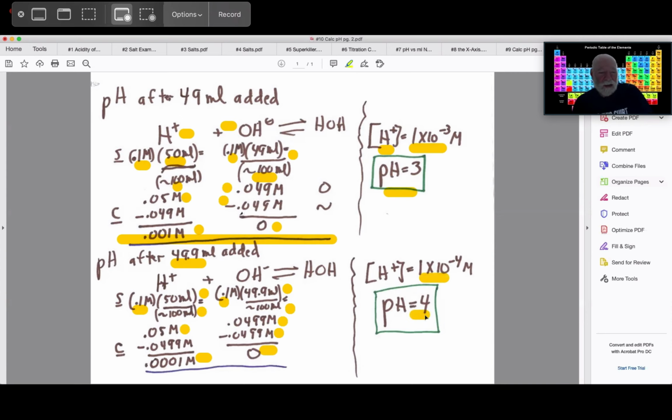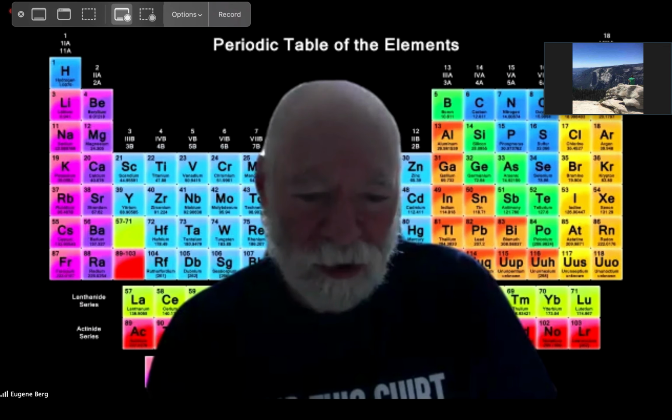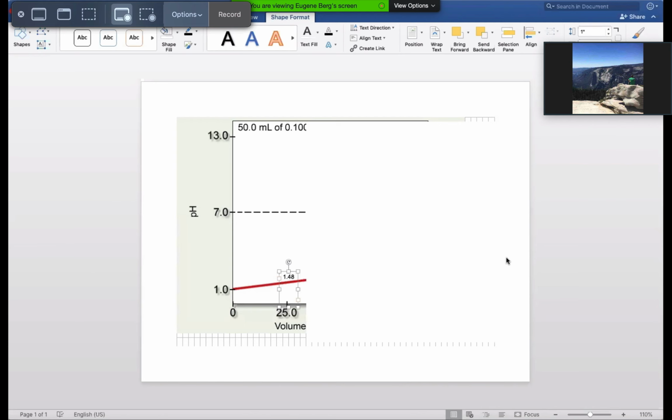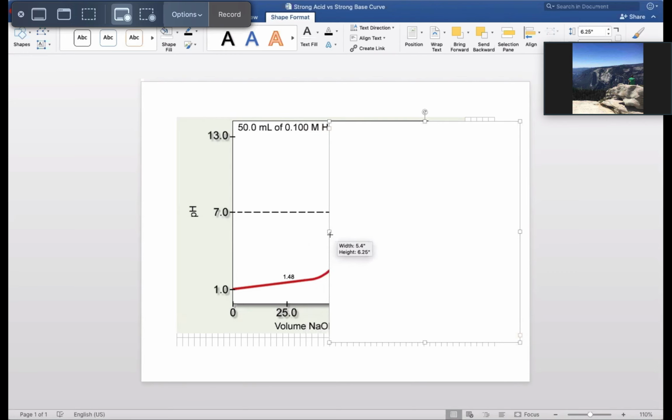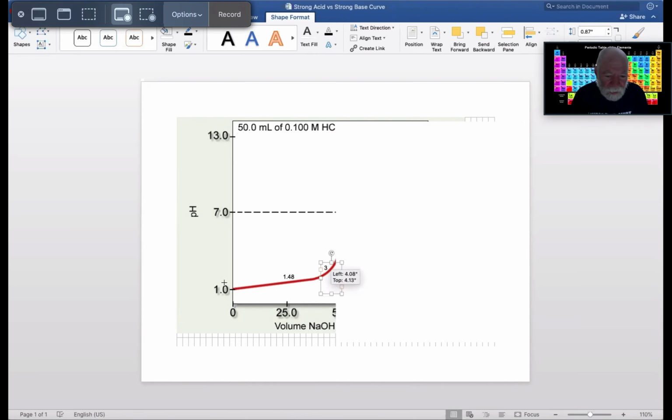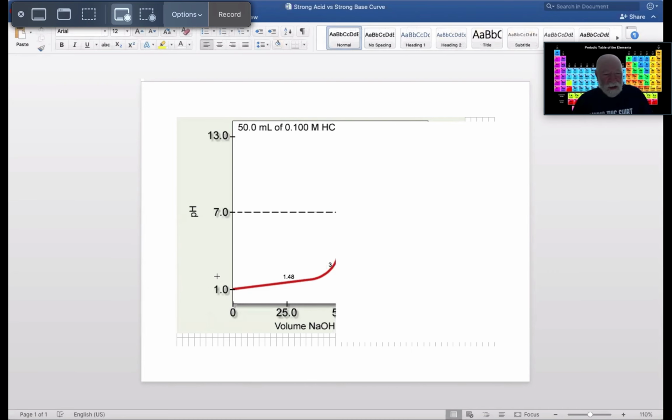Now I'd like to transfer these numbers back to the titration curve. You should get out the sheet of paper where you have the titration curve, and let's transfer these numbers over there. Here we go. We have the pH at the beginning, which was 1. Halfway through, it was 1.48. Now I'm going to go to 49 milliliters, and the pH was 3. Here's the startling thing. We've gone through 49 milliliters of sodium hydroxide, and the pH has hardly changed at all.